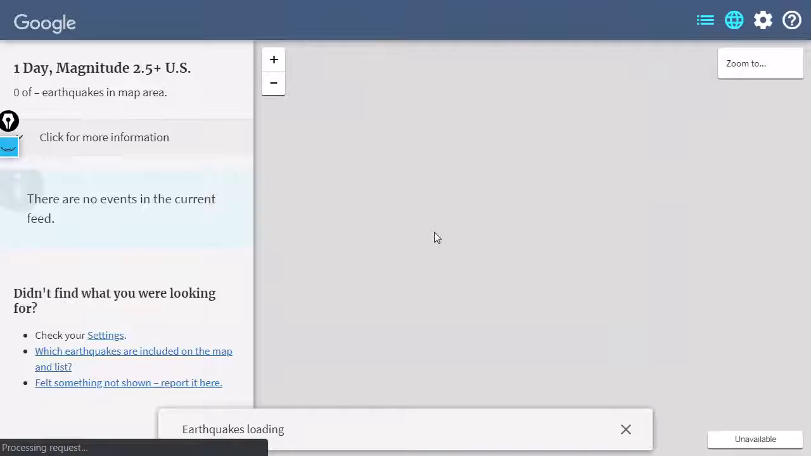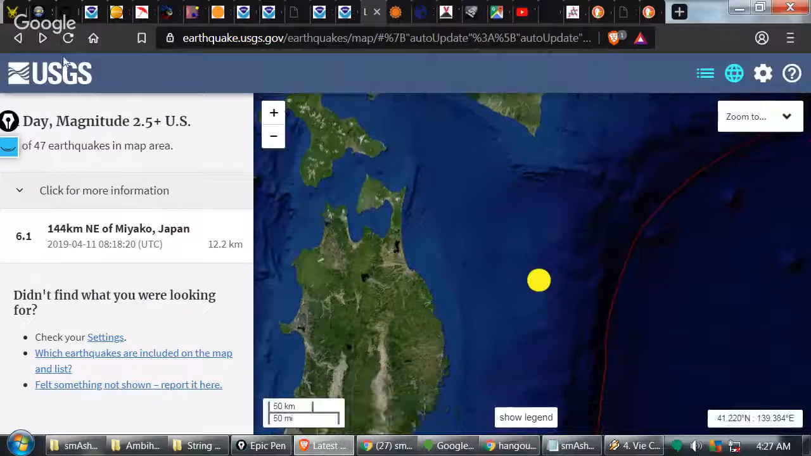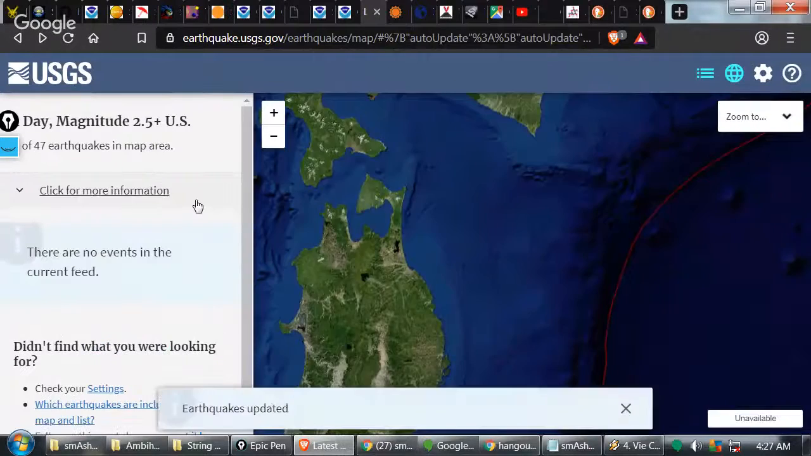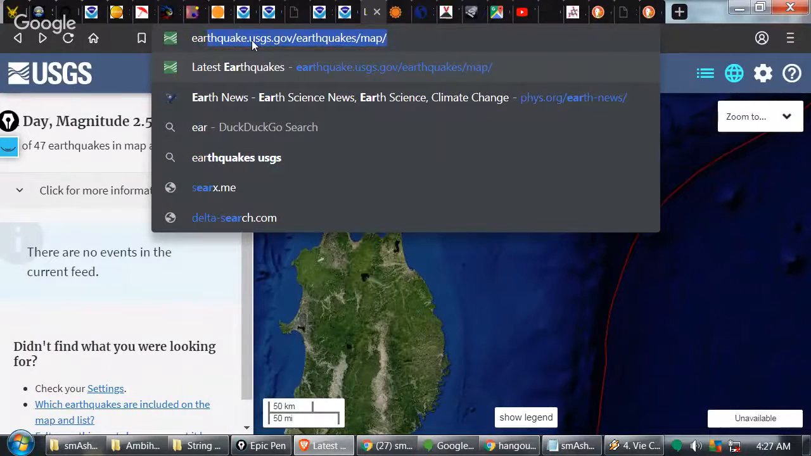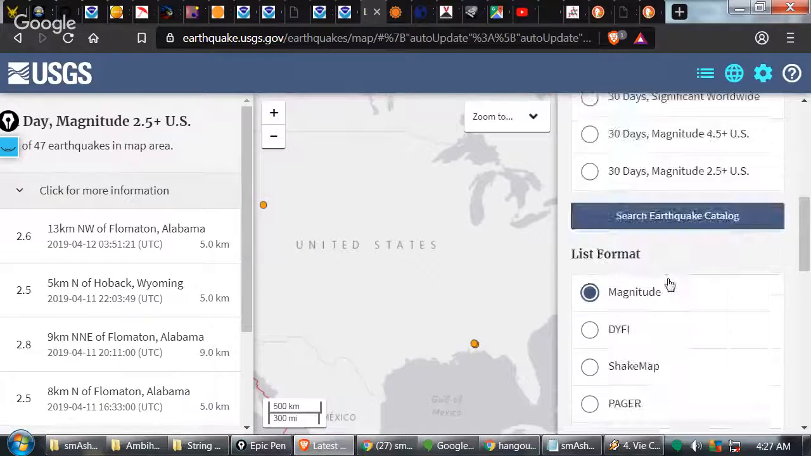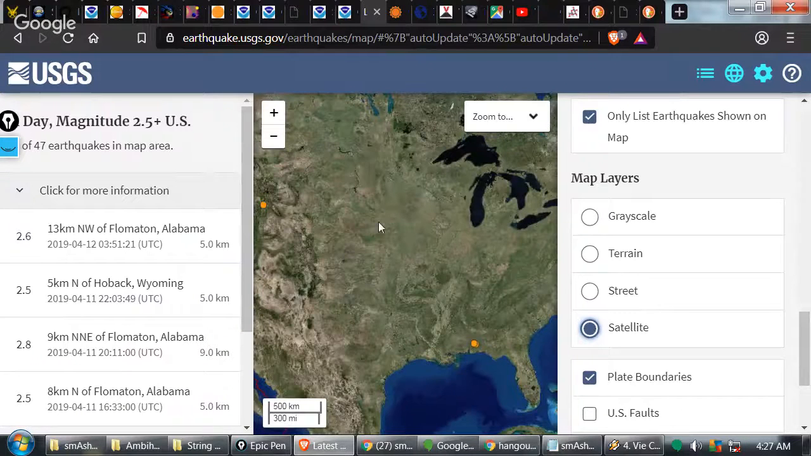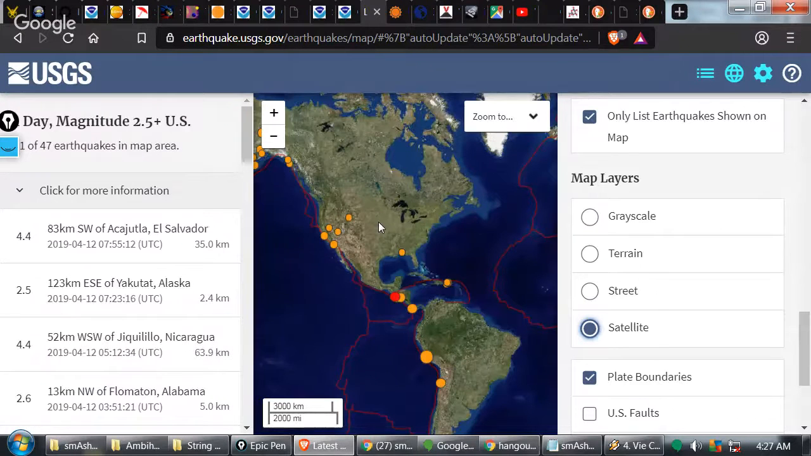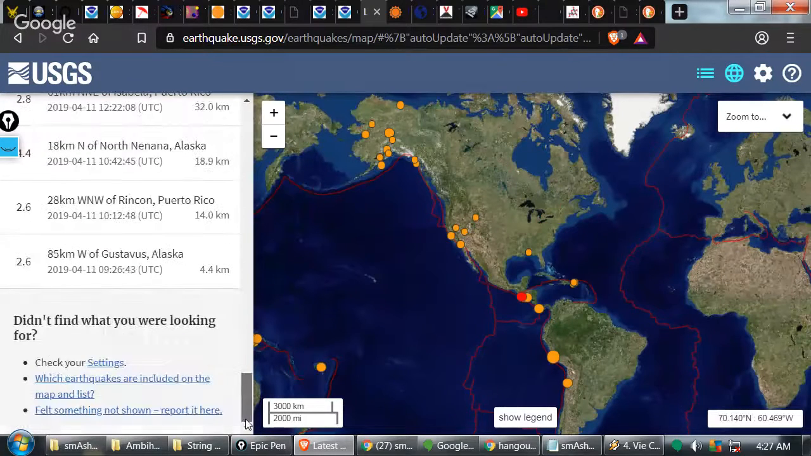So let's move on here to earthquakes. And for some reason, this isn't the right setup at all. Let's refresh that. Not always the most cooperative site, folks. But we'll get through it.